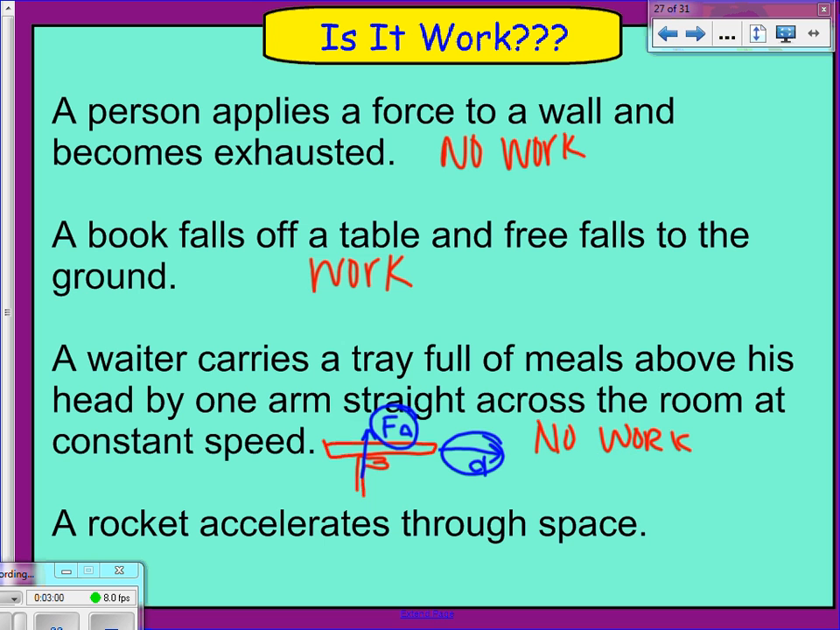Finally, a rocket accelerates through space. The key word there is accelerates. So that tells you that there is a force. Also, the force of the rocket is going to cause the rocket to move through space, and so there's a displacement. And the rocket's thrusters, which is causing the force, is what's causing the displacement. And so yes, there would be work done in the fourth example. This is also outlined on physicsclassroom.com if you would like further detail or explanation.